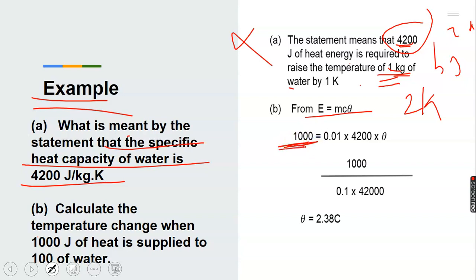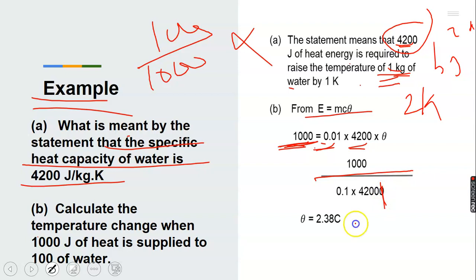Now, we have been given 100 joules. Then the mass is 100 gram. So you convert it to kilogram, which is 100 divided by 1000. It will give us 0.1 times the specific heat capacity of water, which is 4200, times theta. This value is always constant for water unless otherwise stated. Now make theta the subject of the formula. We have 100 divided by 0.1 times 4200, which equals 2.38 degrees Celsius.